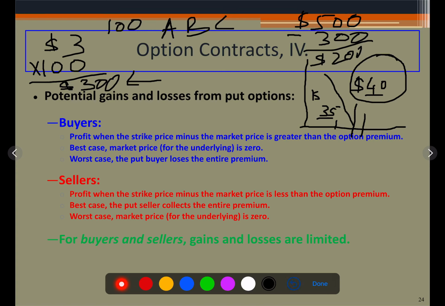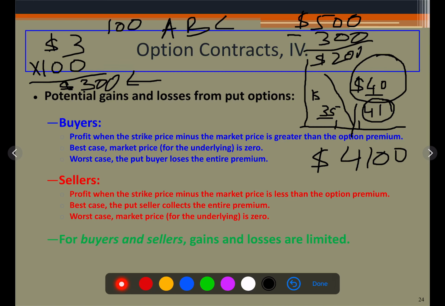$41. In that case, I will not exercise the option because the market is giving me more than 40, more than the exercise price. So how much is the market giving me? For my 100 shares, the market is giving me 41 multiplied by 100, $4,100. But what is my profit? Did I make a profit?